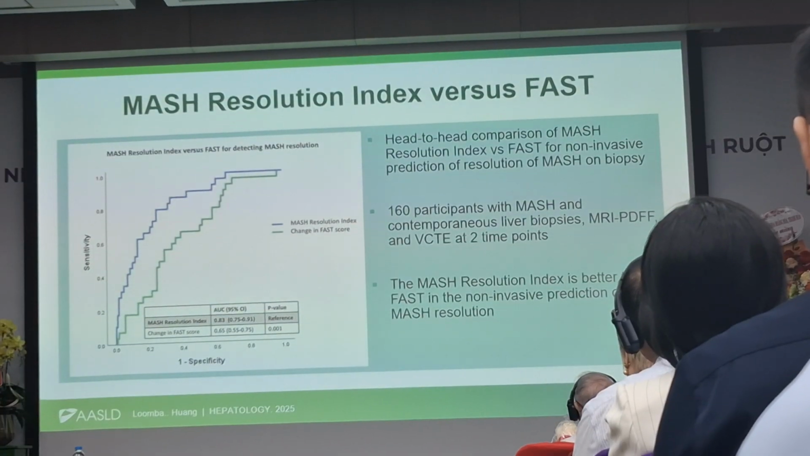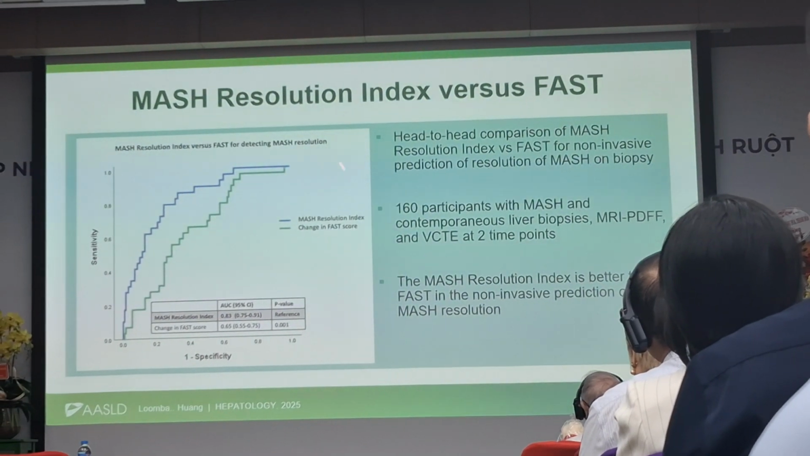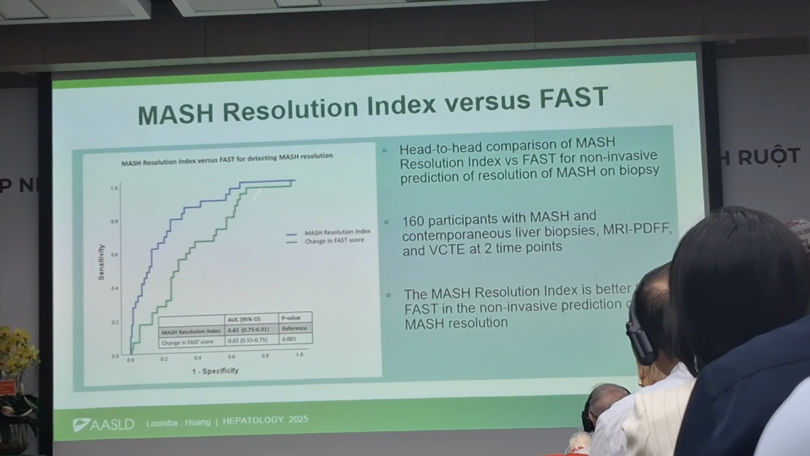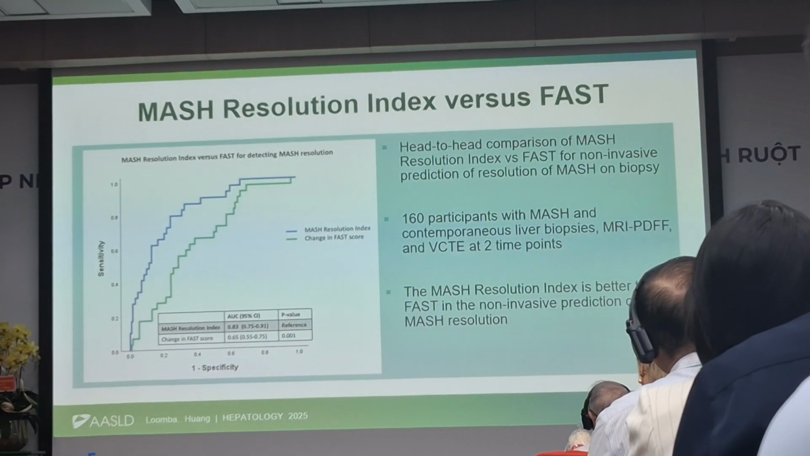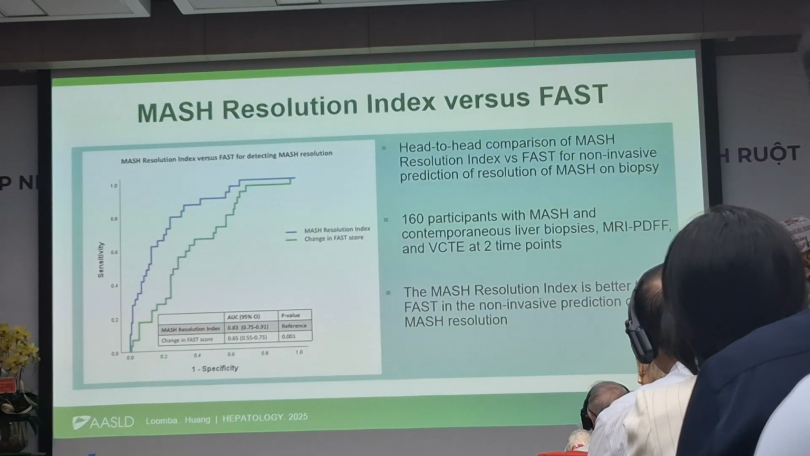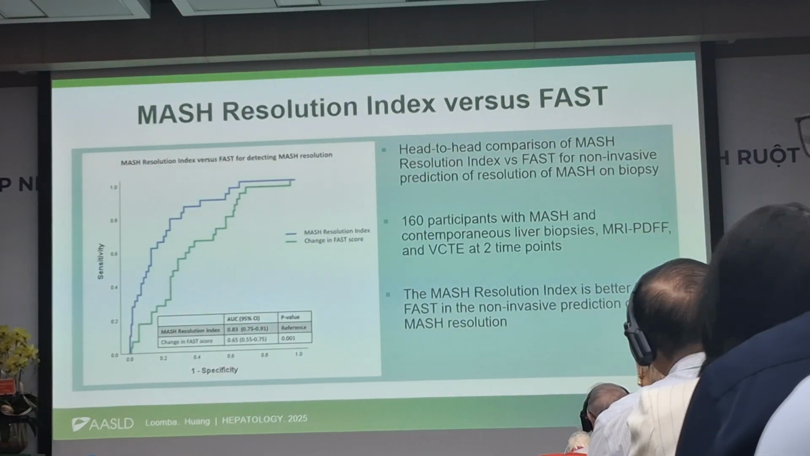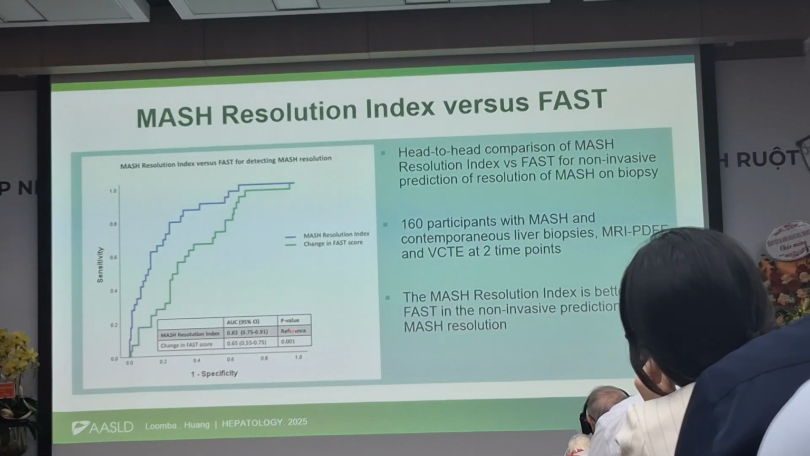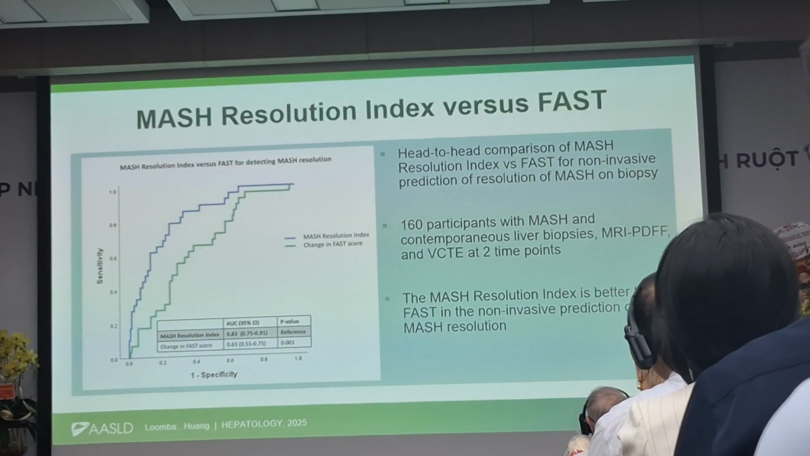direction. And in this particular study, we compared that MASH resolution index against FibroScan. And I mean, well, the MRI score performs better, but in many parts of the world, there's not much access to MRI. So if you do FibroScan before and after treatment, it can also help to give some idea of whether the patient is responding to the NASH treatment or not.